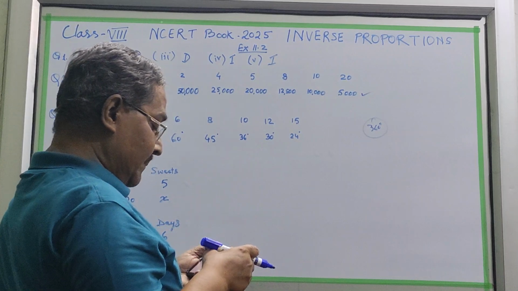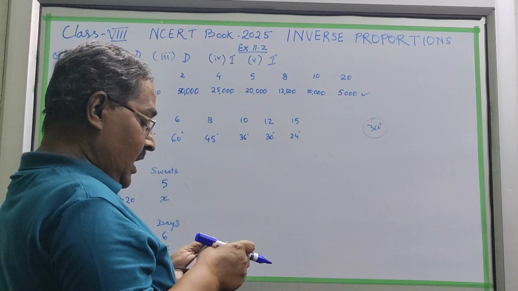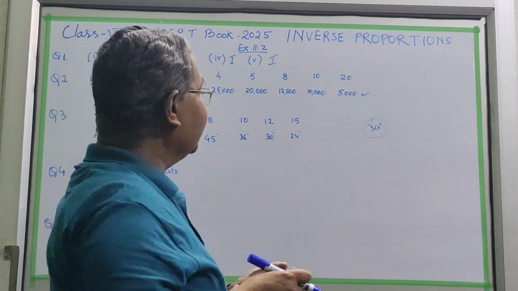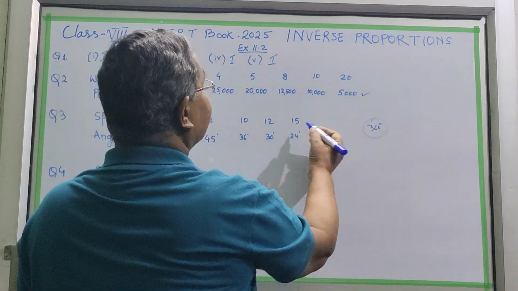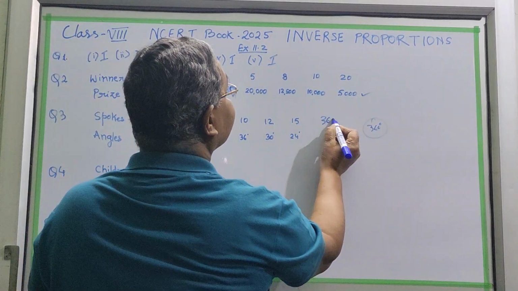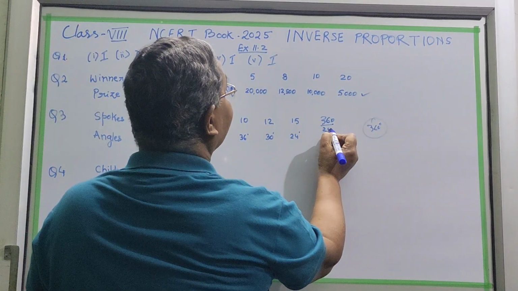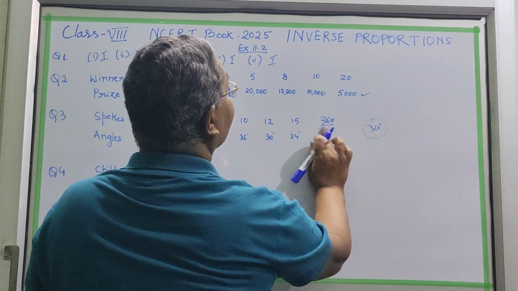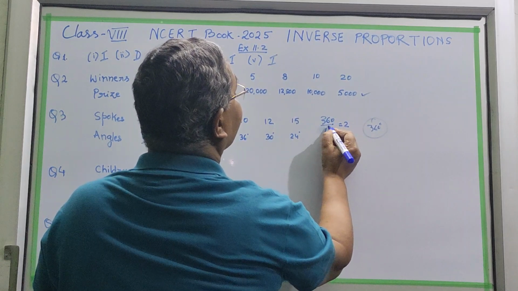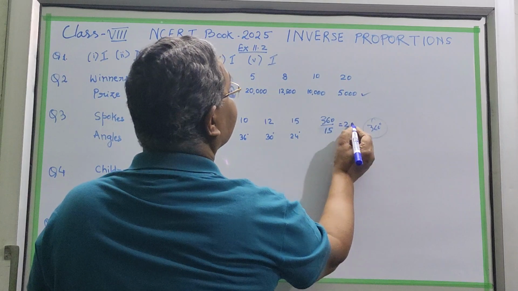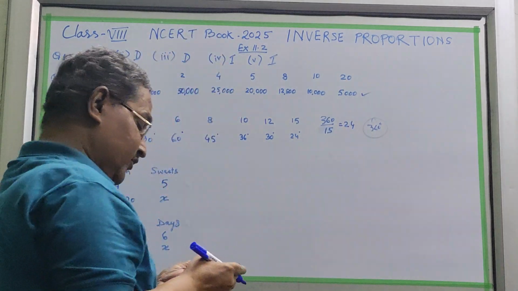Now the second part of the question: calculate the angle between a pair of consecutive spokes on a wheel with 15 spokes. With 15 spokes, what will it be? So we will divide 360 by 15. So it will come to 24 degrees.